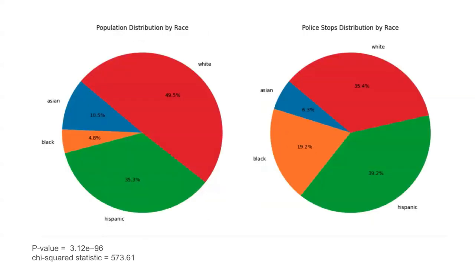Next, we look at the p-value and the chi-square statistic of 573.61, and the p-value is significantly lower than the common alpha level of 0.05. This finding tells us that certain racial groups are stopped by police at rates that are significantly different than their population representation, suggesting systematic biases within policing practices. By looking at this graph here, we see that blacks and Hispanic individuals are disproportionately affected by police stops and police practices.